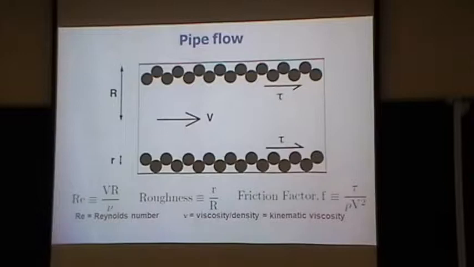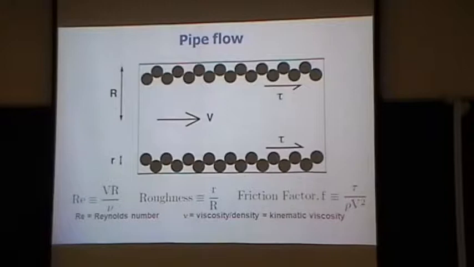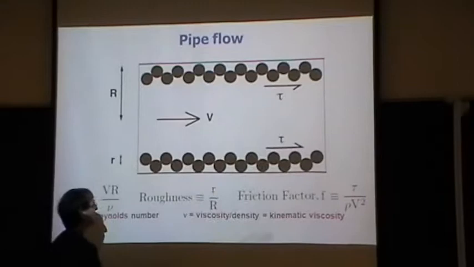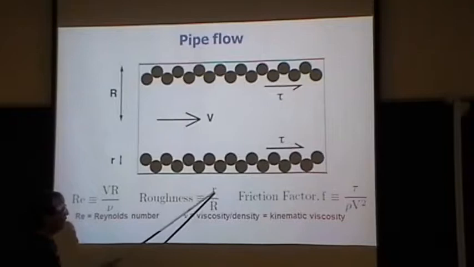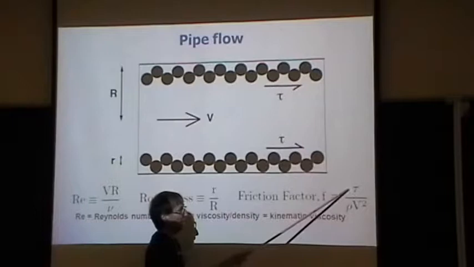So in pipe flow, you have the following situation. You have a pipe with a radius R, and real life has walls, and those walls are rough. So we have some roughness scale, which we'll call small r. The fluid flows through with some mean velocity V and exerts a shear stress on the wall, which we'll call tau. The Reynolds number is the usual Reynolds number, and the roughness ratio is the ratio of the roughness scale to the radius of the pipe, and the friction factor is what we call the fudge factor. It's basically the pressure drop across the pipe, normalized by V squared.